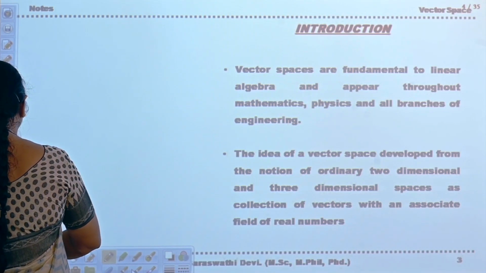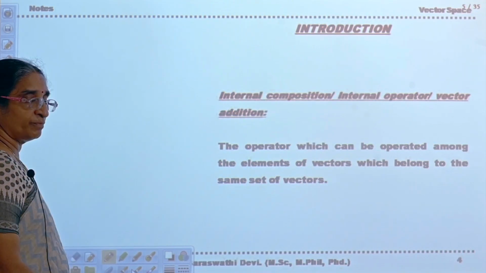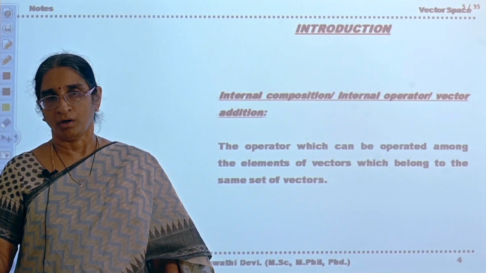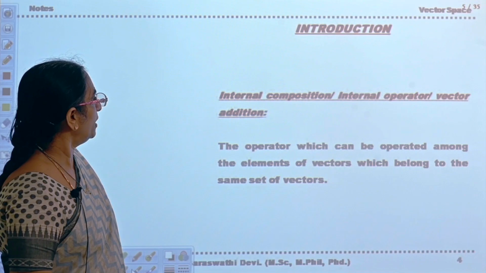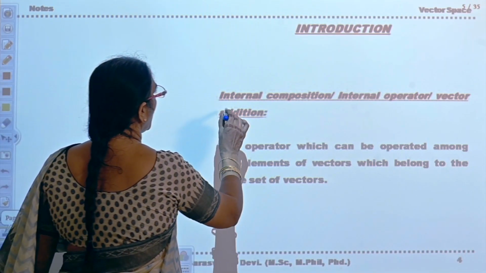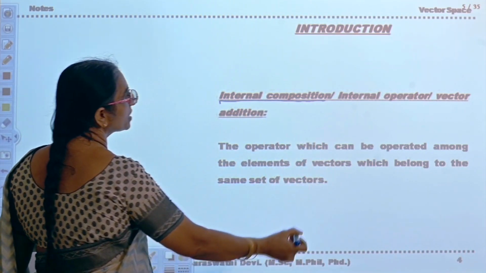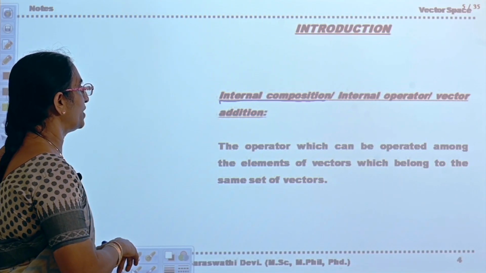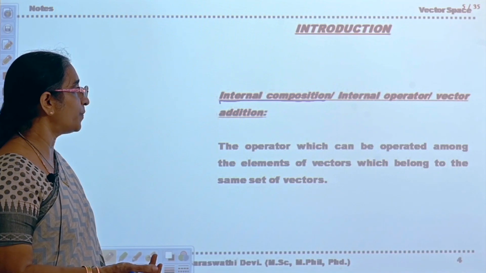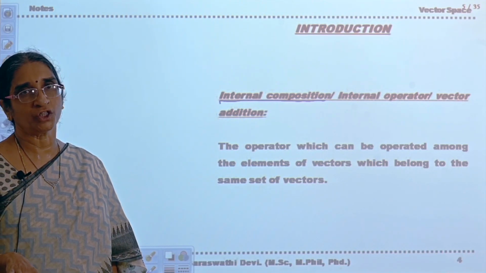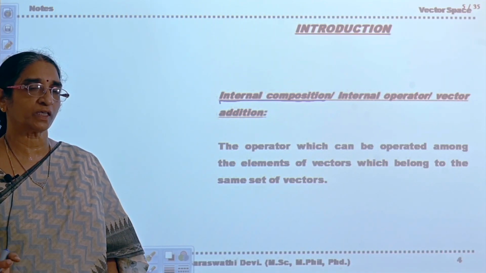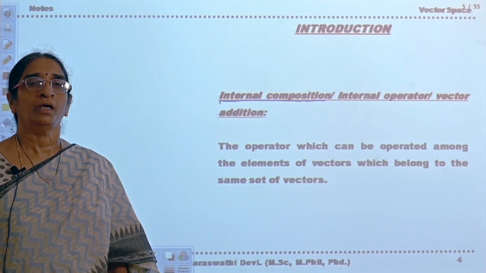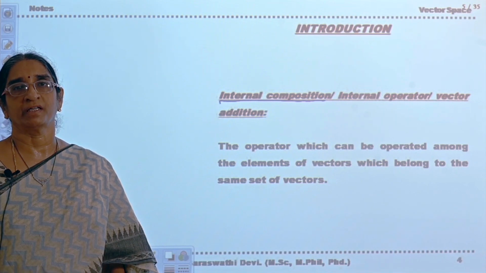Before going to the definition of vector space, we will learn two definitions: internal composition and external composition. Internal composition, or internal operator. The other name for internal composition is internal operator, or vector addition also. What do you mean by internal composition? Internal operator otherwise.